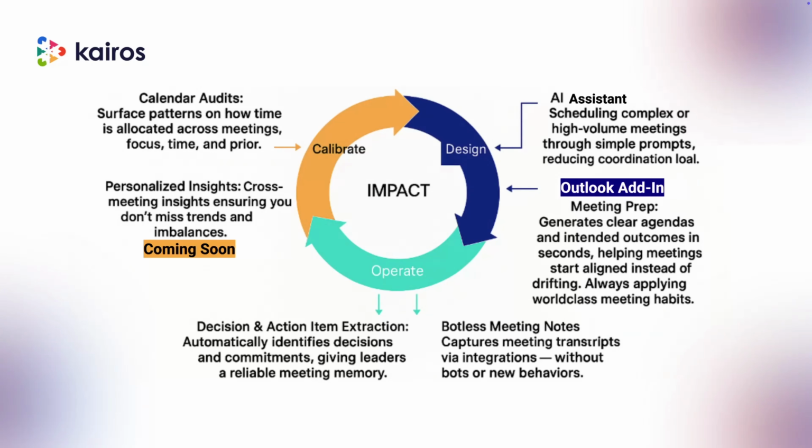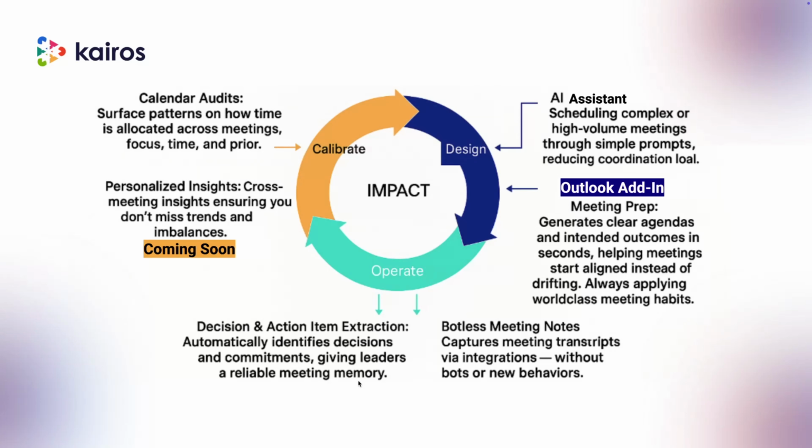Unlike most other tools, Kairos prevents bad meetings before they happen by starting before the meeting begins, including an AI assistant that helps with the scheduling and admin tasks, as well as the Outlook add-in, which is known to deliver meeting prep in under 7 seconds. Once the meeting and discussion has kicked in, Kairos has come up with a botless meeting notes solution that capitalizes on backend integrations to the tools you already use, including Zoom and Teams, so that you don't need to have any interruptions or distractions in your meeting.